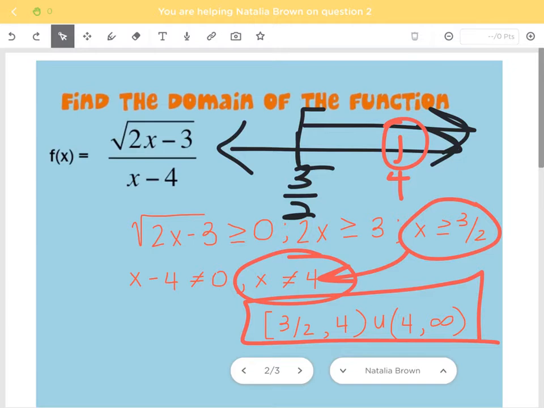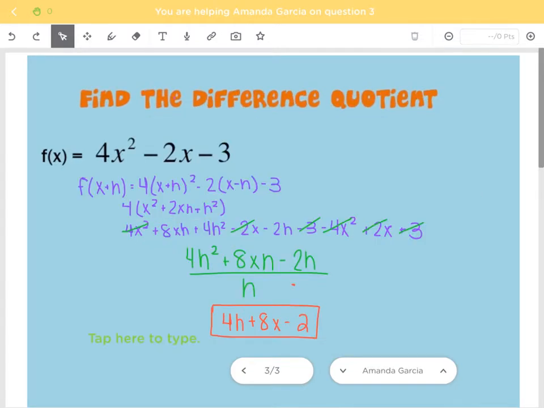Okay. And then the next was your difference quotient. So remember the difference quotient is f of x plus h minus f of x, over h. So it's something you've got to remember. So you want to take, this is first the f of x. So this work here to there is finding the f of x plus h.